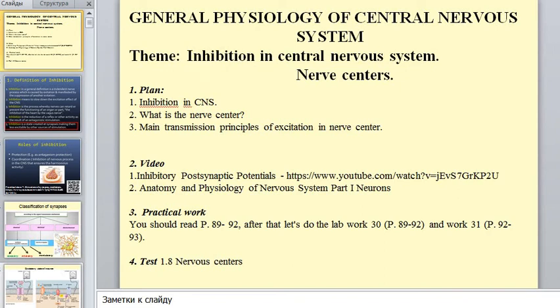Hello everyone. We continue to study the nervous system, and today's topic is the nerve centers and their properties. But first we will consider the kinds of inhibition in the central nervous system.